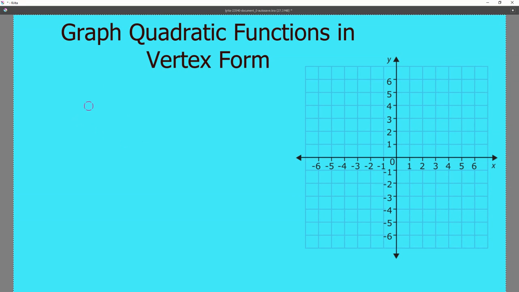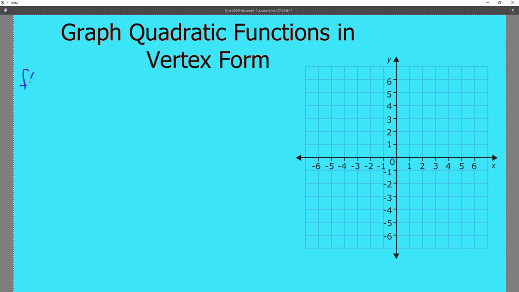Okay, so let's talk about how to graph quadratic functions in vertex form. And this is probably the easiest way you can graph a quadratic function, okay? If you can make it into this form, it's really easy. Okay, so let's look at what vertex form looks like.